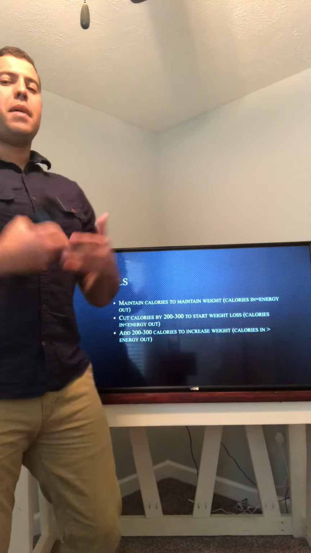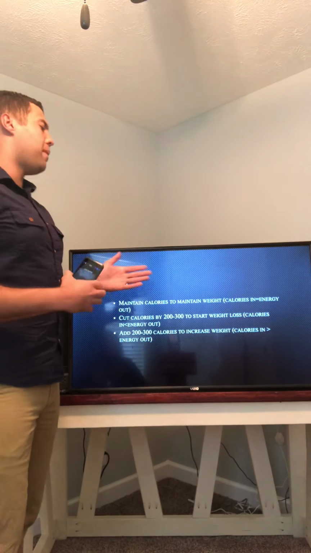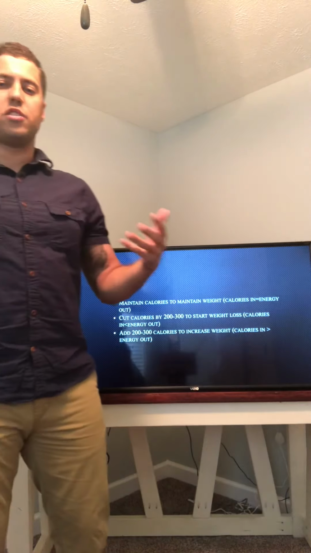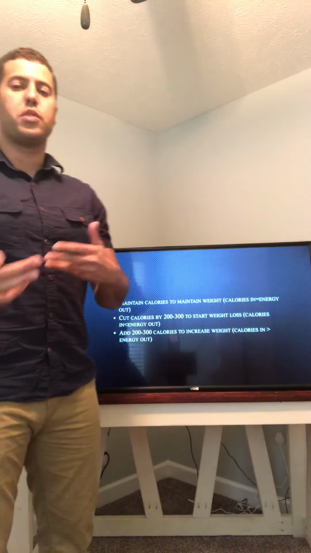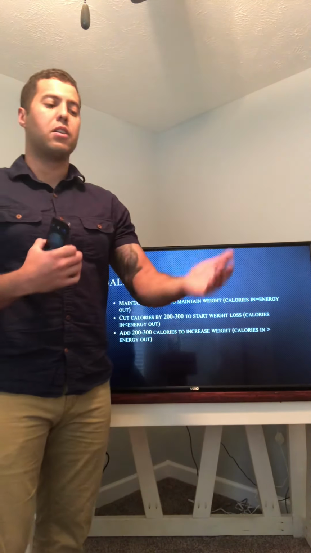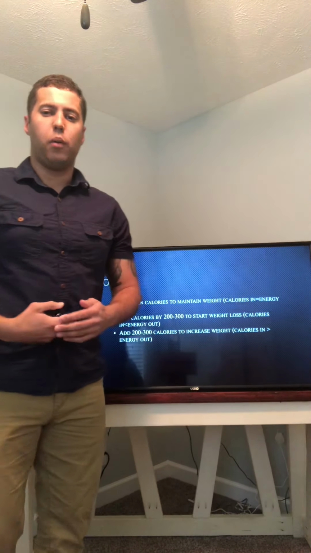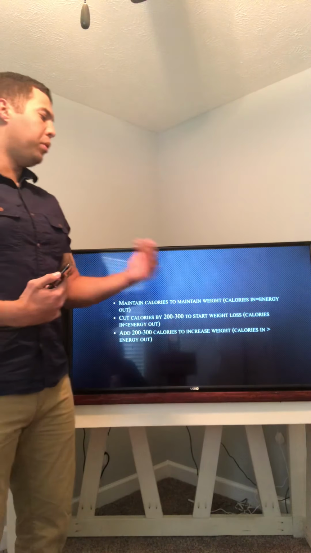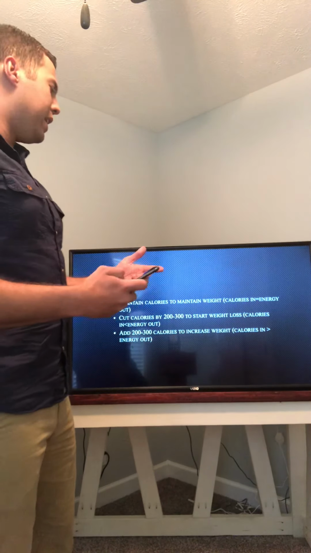So now we know what we need to maintain. This could vary if we have different goals. Basically, maintenance is calories in equal to energy out. Pretty simple. If we want to lose weight, we could go 200 to 300 calories off of that, which gives us a caloric deficit. So calories in would be less than the calories we put out, and that's how we would lose weight. Further on, if we want to gain weight, we add 200 to 300 calories to that. Now our caloric input is greater than our caloric output, and that would give us some weight gain.